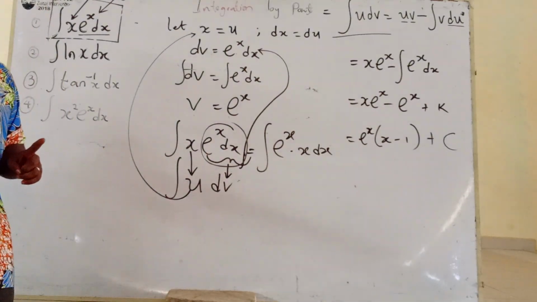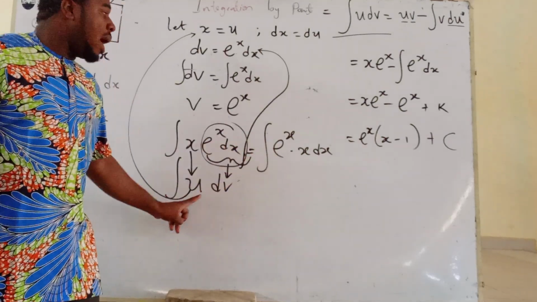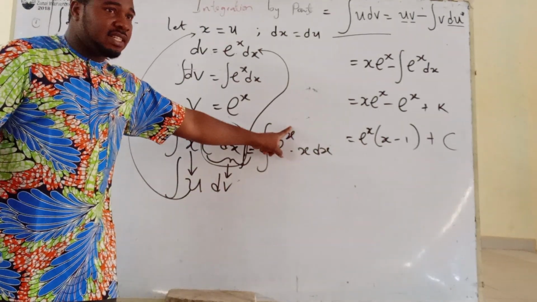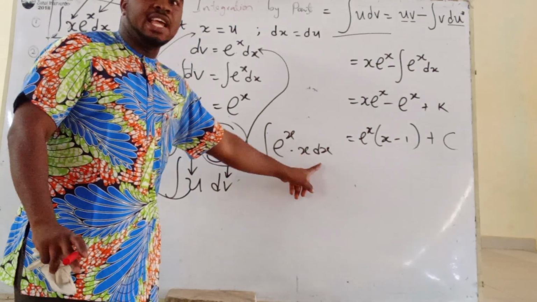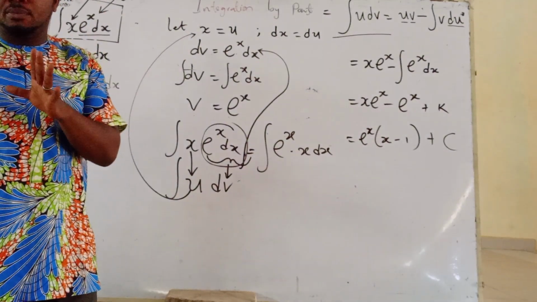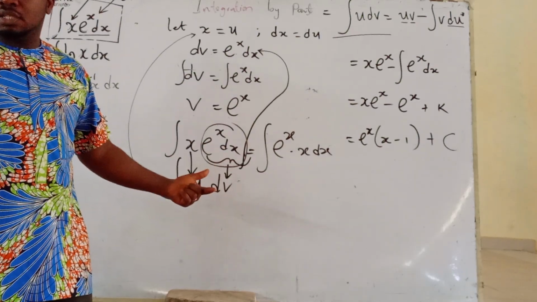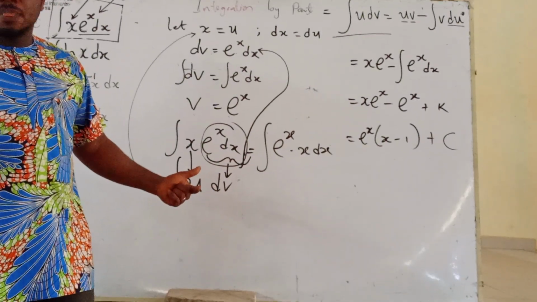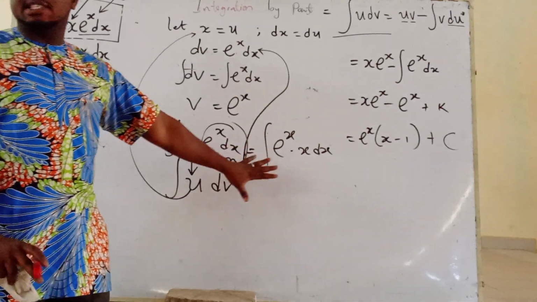But had it been we pick our u to be equal to e^x and dv to be equal to x dx, we may fall into trouble, because one of the integrals may not terminate. Do you understand? But you can try it. For instance, let's try it together.